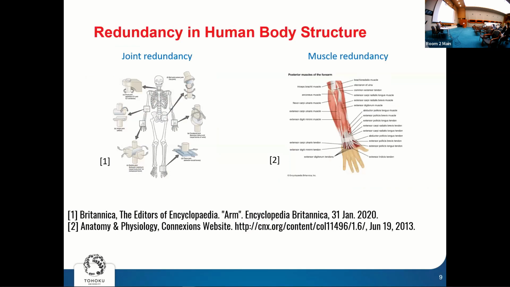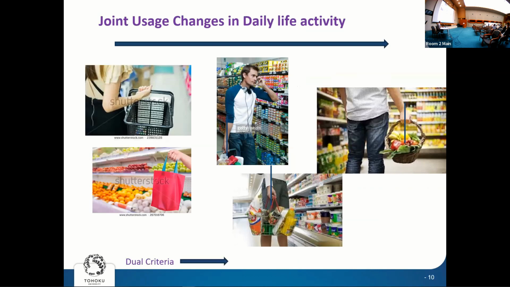I assume you know the redundancy: the human body has joint redundancy and also muscle redundancy. In the optimization sense, because we use a learning function to optimize, one objective is the performance of the motor task, but the second is always energy minimization.